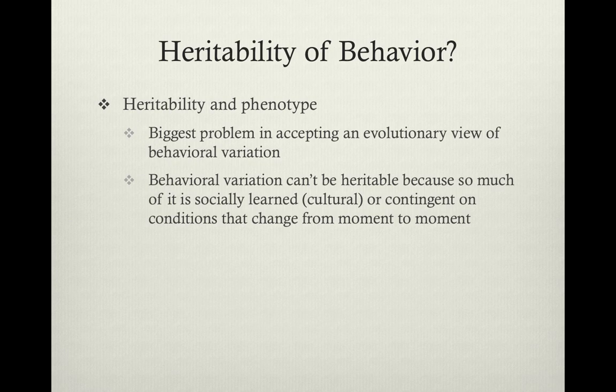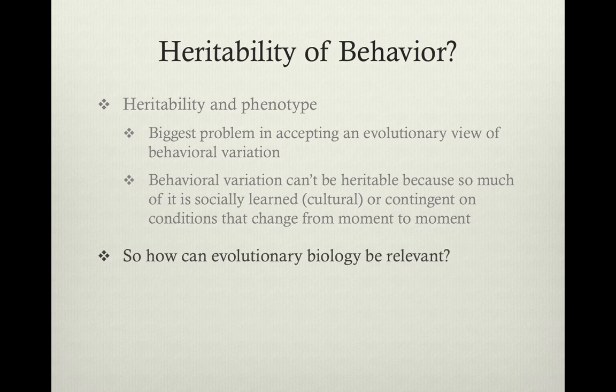One of the biggest problems in accepting an evolutionary view of behavioral variation is this question of how heritability translates into phenotype. People who are more on the nurture end of this nature versus nurture debate would say that behavioral variation can't be heritable because so much of it is socially learned, cultural in nature, flexible in its expression, and contingent upon conditions that change from moment to moment. So how then can evolutionary biology be relevant?